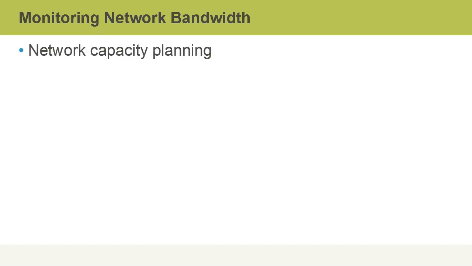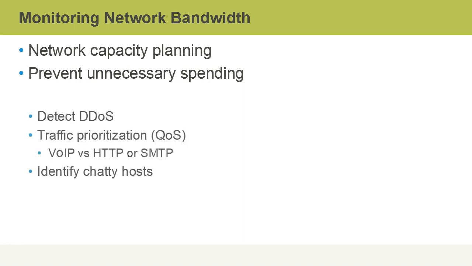Bandwidth monitoring is also crucial for network capacity planning, where we can determine not only what's currently happening on the network, but any potential future needs for more bandwidth. We can also at the same time prevent unnecessary spending, because what we might do is determine that the network is being utilized in such a way that it's not being used efficiently. So instead of spending more for more bandwidth, we might better utilize what we already have.